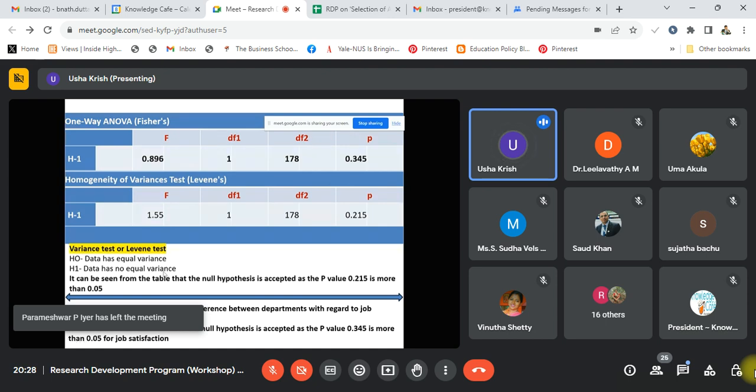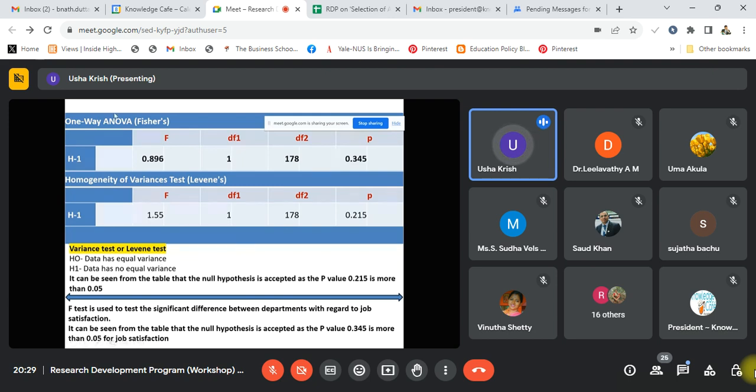And what is the p-value? If the null hypothesis is accepted, where is that p? Here, in the second part. The p-value is 0.215, which is more than 0.05. So the null hypothesis is accepted. Now, what is the null hypothesis? Data has equal variance. Only then can you proceed to calculate ANOVA values. Okay.